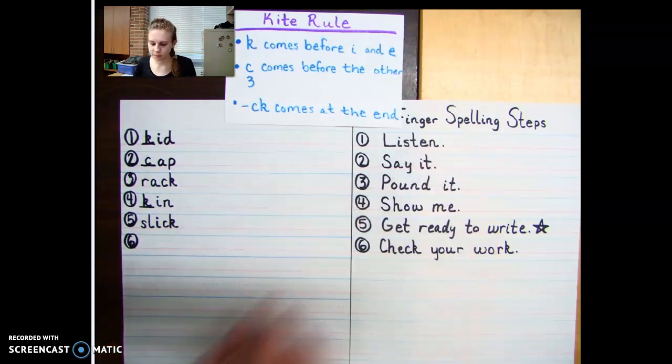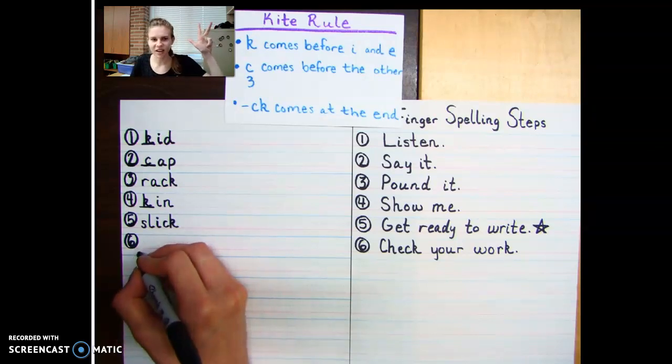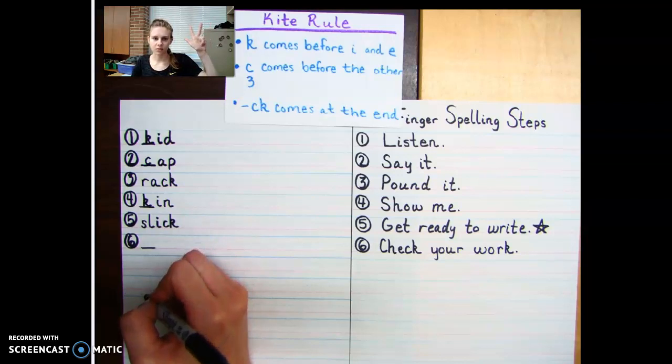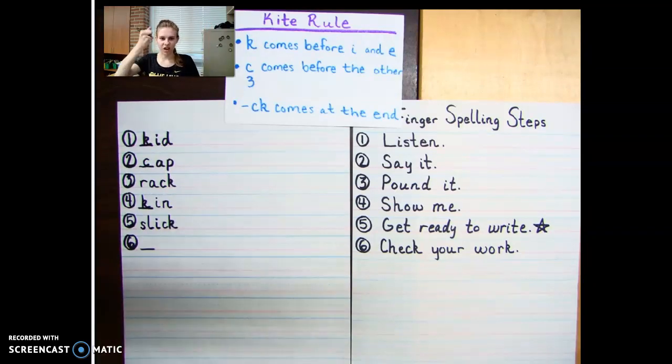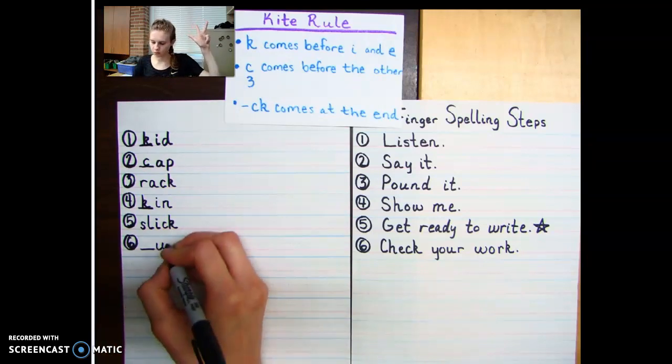Okay. Let's do number 6. Listen. The word I would like us to write is cut. Cut. Like, oh, I fell and got a cut on my knee. Say it. Cut. Pound it. Cut. Show me. K-u-t. Okay, get ready to write. First sound I hear. K. Oh, I don't know if I need a C or a K, so I'm going to put a line. That's going to be like umbrella. That's a U. T. What letter makes the T? That's going to be a T.